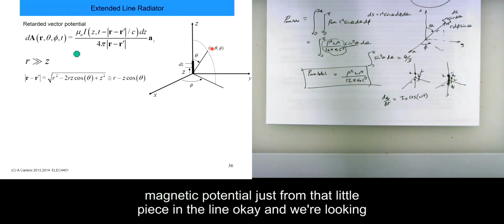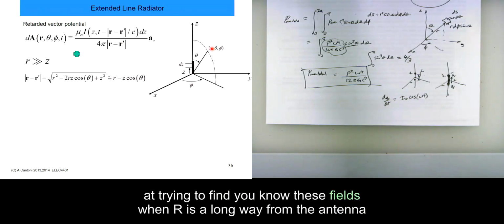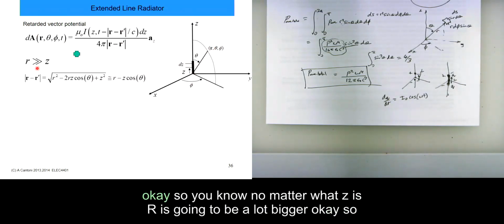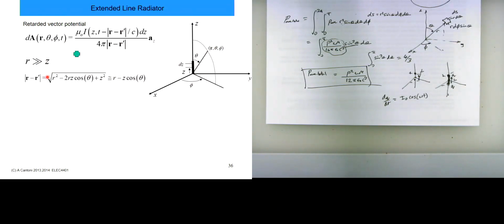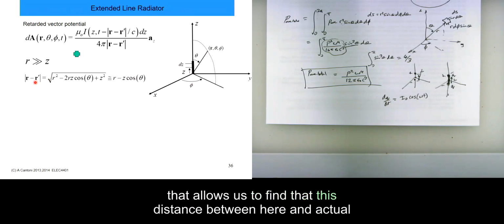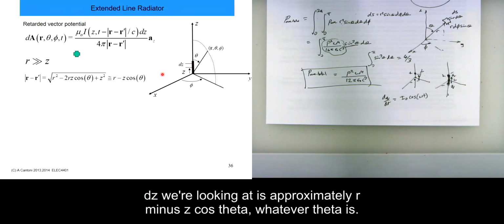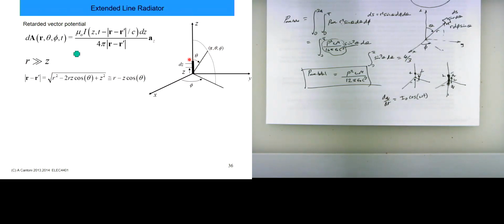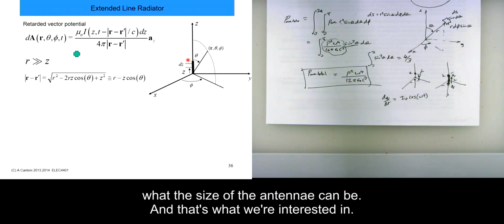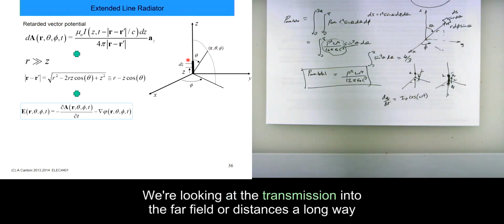We could find the little bit of effect on the magnetic potential just from that little piece in the line, and we're looking at trying to find these fields when R is a long way from the antenna. So no matter what Z is, R is going to be a lot bigger. So we're looking at the far field, and that allows us to simplify things. The distance between here and the dz we're looking at is approximately R minus Z cos theta, whatever theta is. So we make some approximations when R is a lot bigger than the size of the antenna, and that's what we're interested in: the transmission into the far field, or distances a long way away.